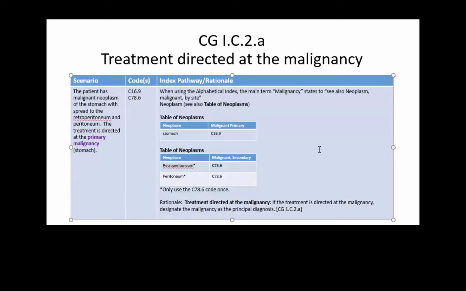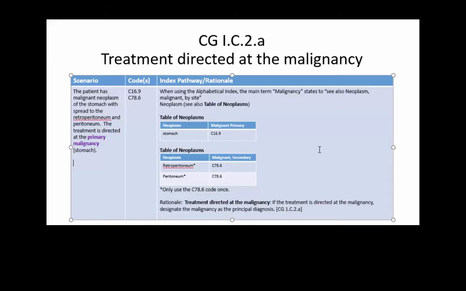And then I have here the codes for you and the index pathway that shows you. When I looked up malignancy, it took me to the neoplasm table. You will almost always start with the table of neoplasms if your malignancy is specified, but if words like adenoma are used, then you have to start in the index to find your terms. Also, leukemia is in the index. It's much easier to find it there than it is in the table of neoplasms.